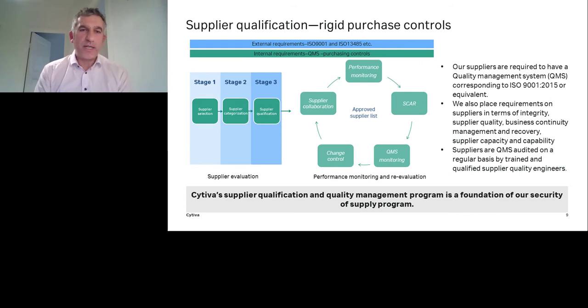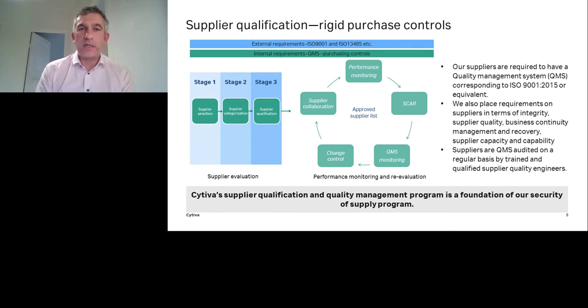And then in the middle section, the wheel, if you like, that's a graphic that shows how we continuously monitor the performance and reevaluate our supplier performance. So it starts with performance monitoring. On occasion, in instances of poor performance, we issue a corrective action report, but we also continue to monitor suppliers' QMS status. We have a rigid and very demanding change control process in place.